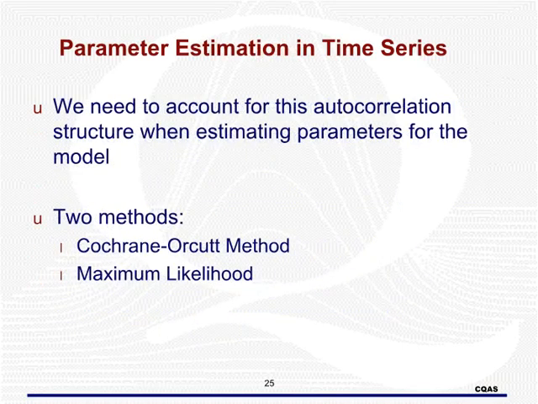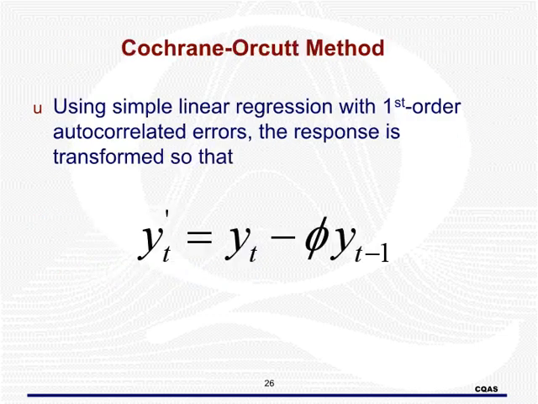Now that we have determined that there is some sort of dependency in the errors, we will still need to create a useful model. We have 2 different methods that we can use to fit a model taking into account the autocorrelation. These are the Cochrane-Orcutt and maximum likelihood methods. First, we will discuss the Cochrane-Orcutt method.